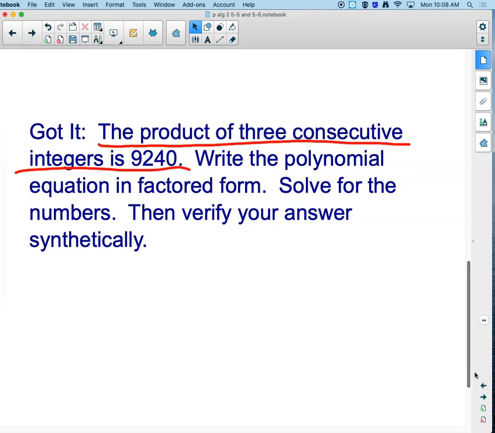The product of 3 consecutive integers is 9,240. We ready to start?